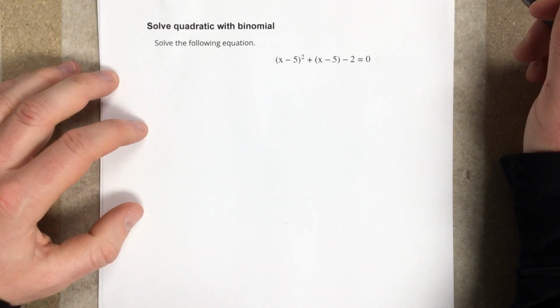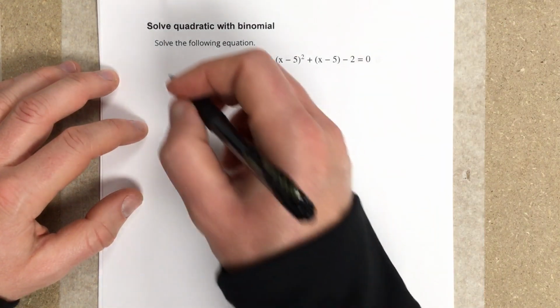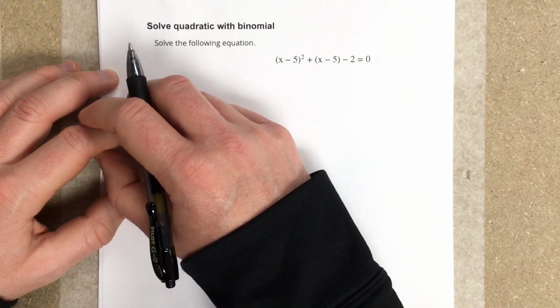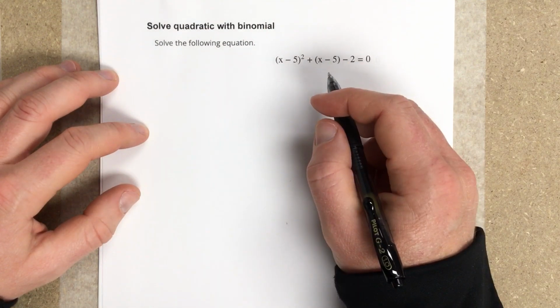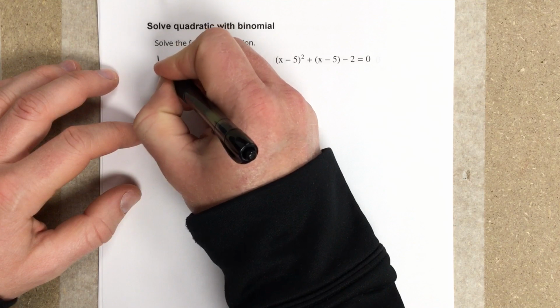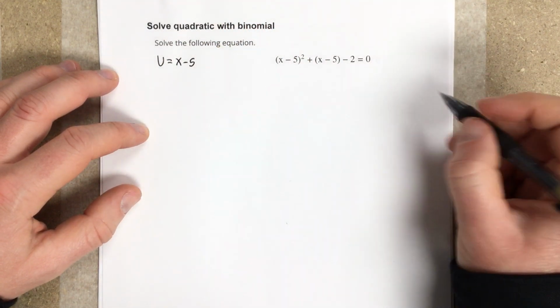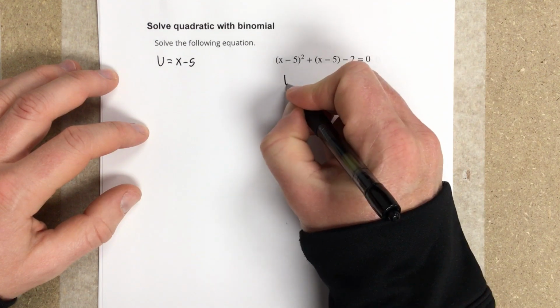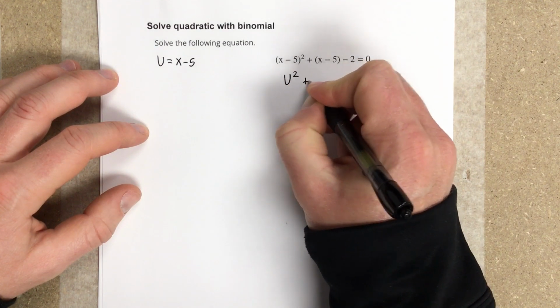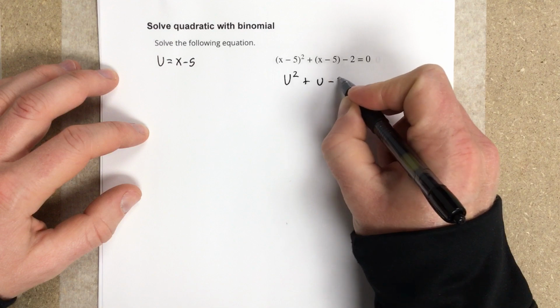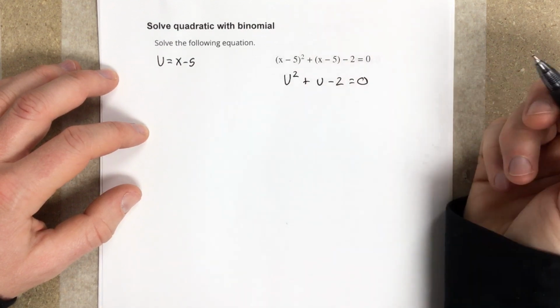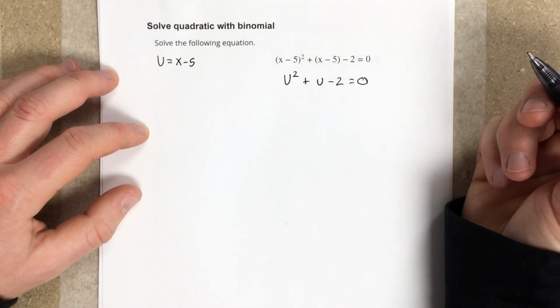So we're going to do a nifty substitution, like we did in the previous video when we were doing x to the fourth minus x squared problems. We're going to say that u is going to be x minus 5. Well, if u is x minus 5, I can represent this as u squared plus u minus 2 equals 0. And now I have a quadratic that I can go ahead and factor.